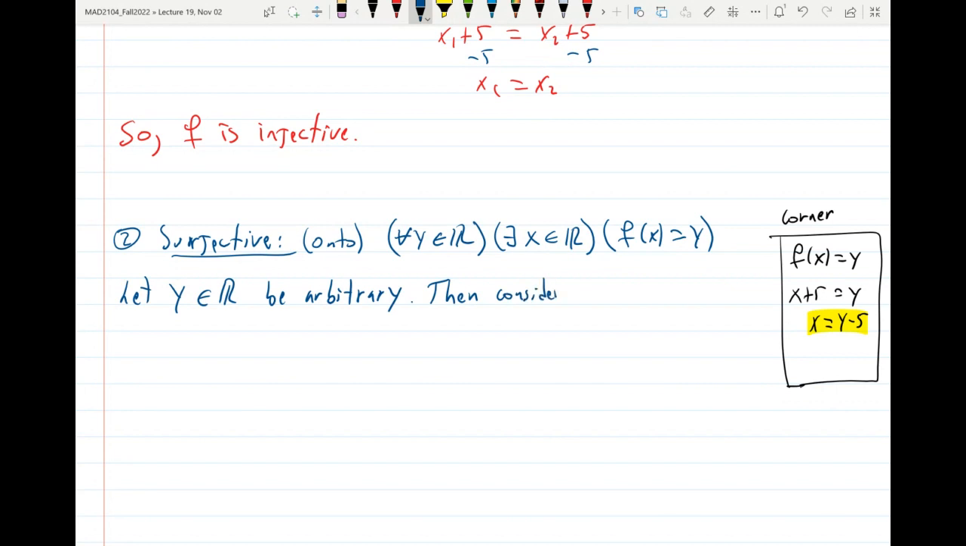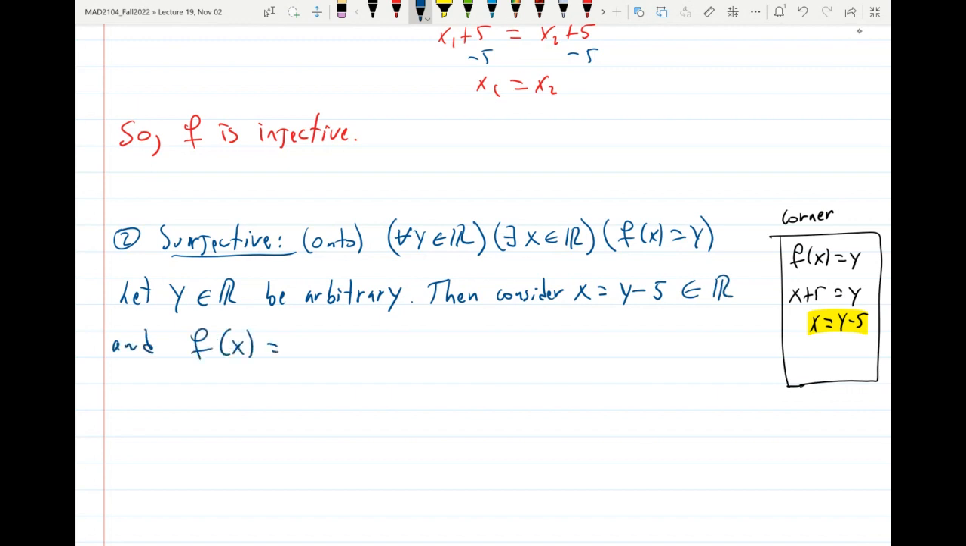Consider x to be y minus 5. Now you need to argue that x belongs to the set that we're claiming. So we want x to be a real number. So the question is, if I make x equal to this, is it a real number? Yes, of course, because y is real, and y minus 5 is a real number, right? So consider x to be this. This is also a real number, okay?